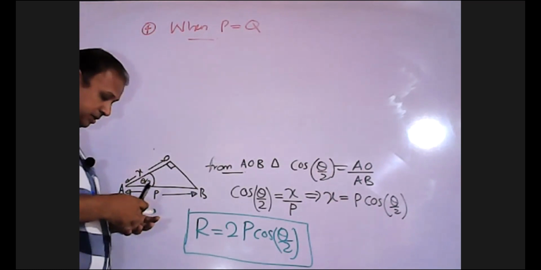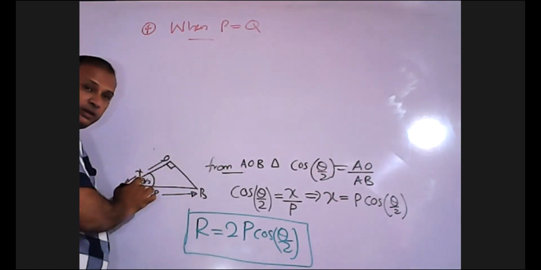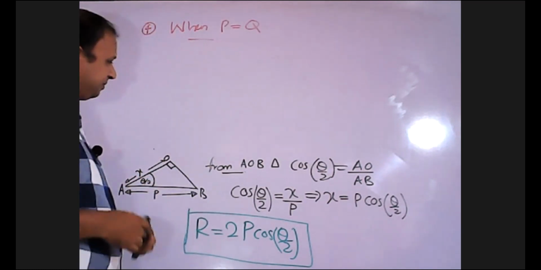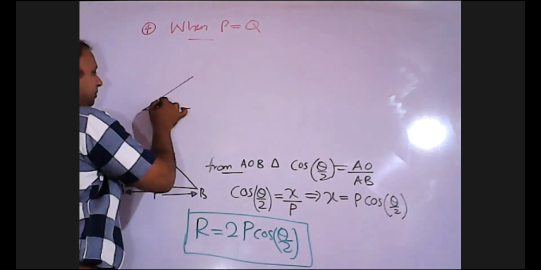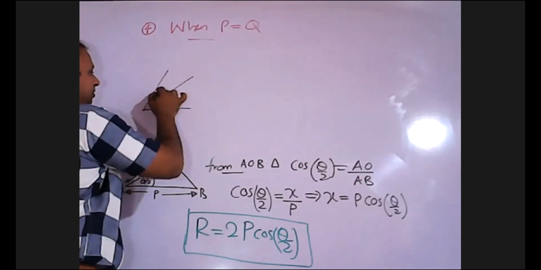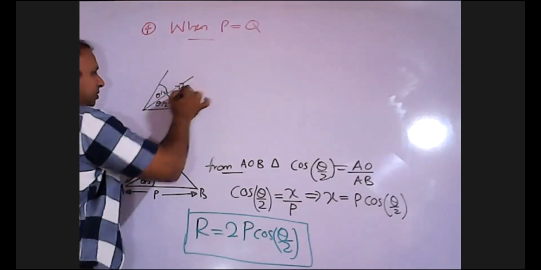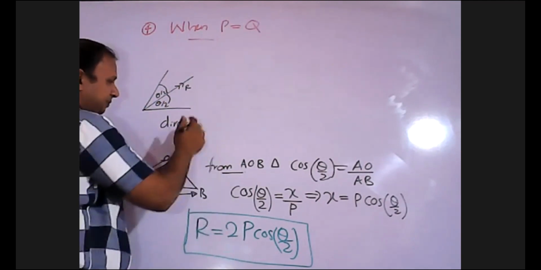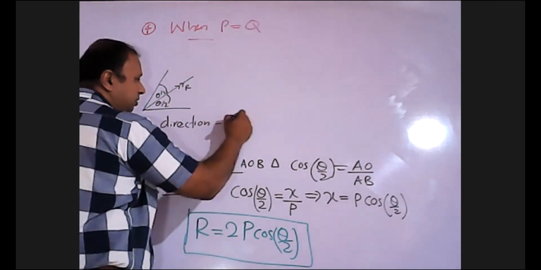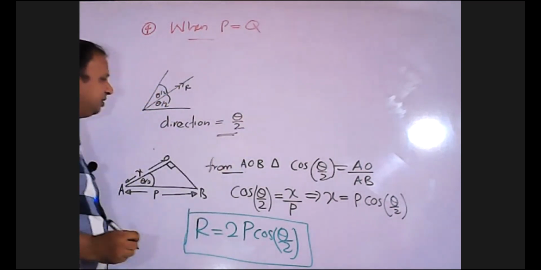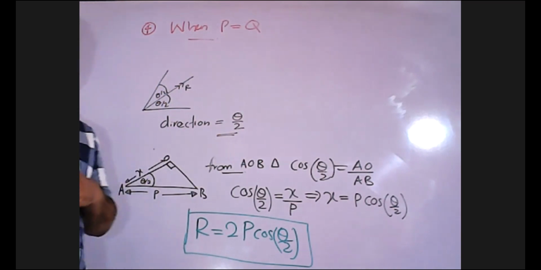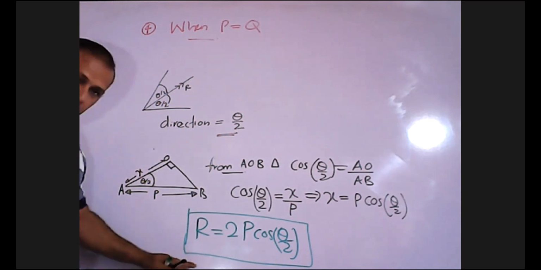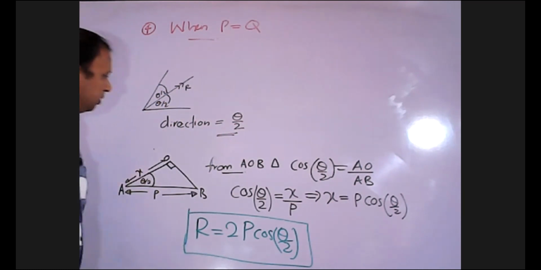Look at this. Now this is the resultant for this. And now the direction is equal to theta over 2. This angle is theta over 2. Therefore, you can write under this: the direction is equal to theta over 2 angle. After writing this one, you can write the direction. Direction is now theta over 2.